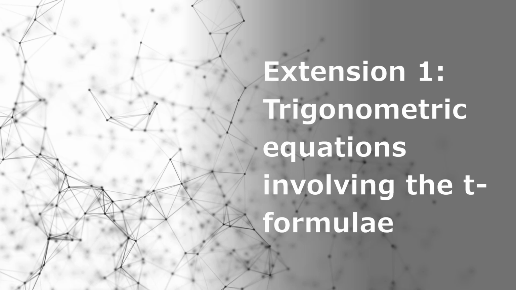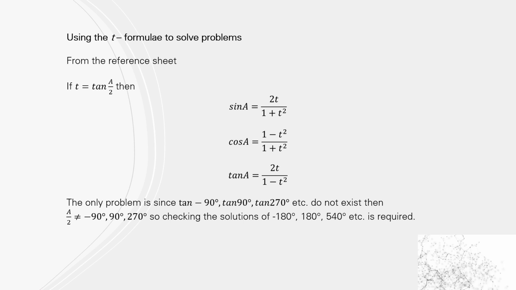Welcome to trigonometric equations involving the t formula. Our reference sheet has the t formulas on it. Given that t equals tan A on 2, sine A is 2t on 1 plus t squared, cos A is 1 minus t squared on 1 plus t squared, and tan A is 2t over 1 minus t squared.